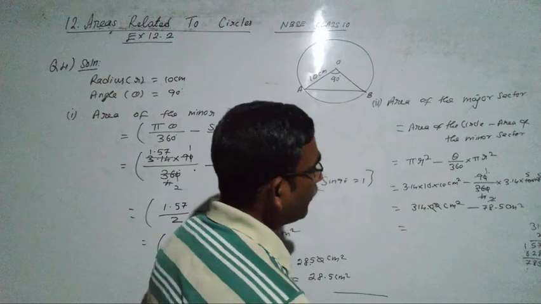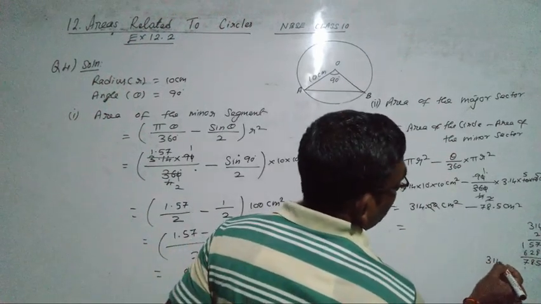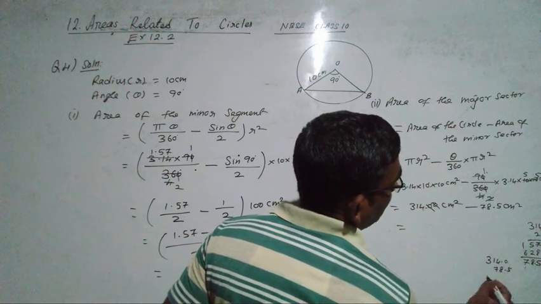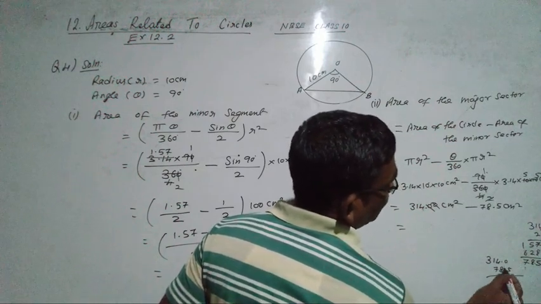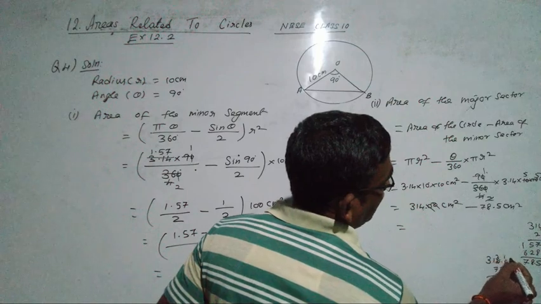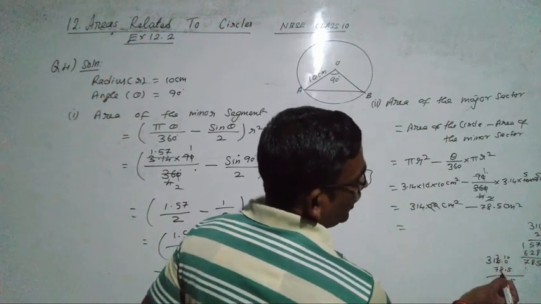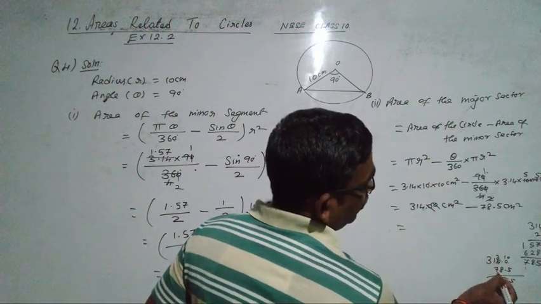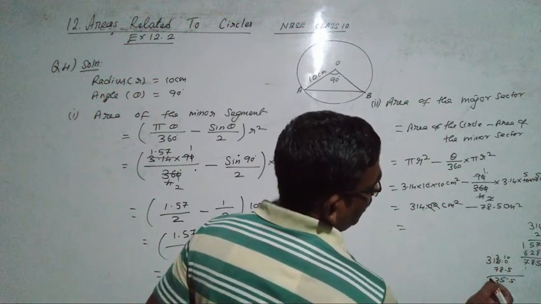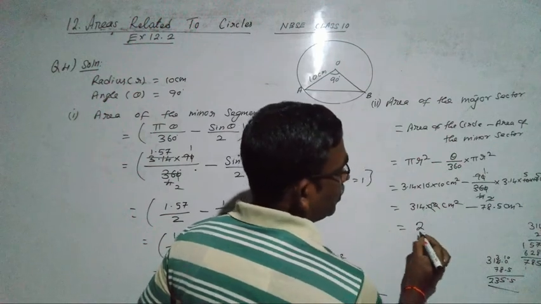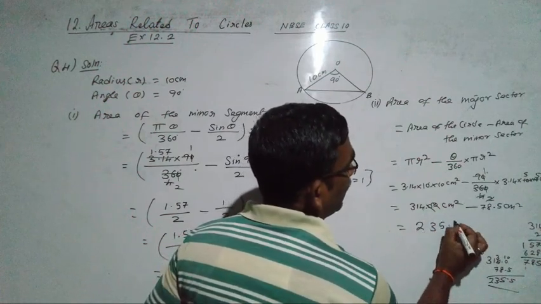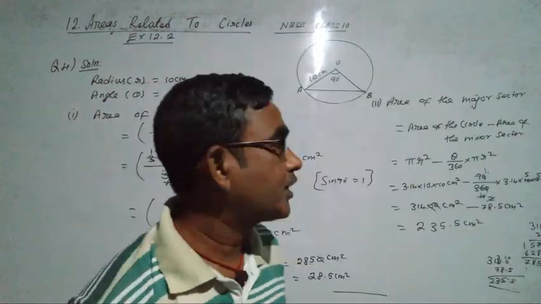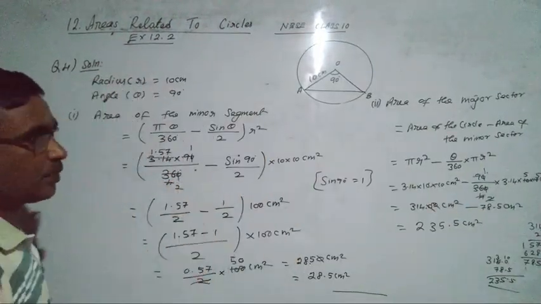314 minus 78.5, see that. 314.00 and 78.5, 10 you can put. So 10 minus 5 becomes 5, you borrow from here, right? 10 minus 5 becomes 5. So borrow here, 13 minus 8 becomes 5, so 0. 10 minus 7 becomes 3, it is 2. Okay, I think you know that. 235.5 centimeter square. So we got the area of the major sector and area of the minor segment. I hope you understand that.